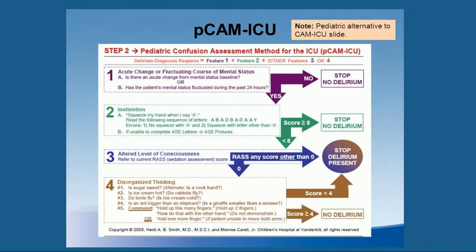PCAM-ICU is for children greater than 5 years old. It is 83% sensitive and has a specificity of 99%. This test requires a presence of inattention. It evaluates 4 features of DSM delirium diagnosis. Feature 1 and feature 2 are needed, plus either feature 3 or feature 4 to indicate delirium diagnosis. There is an assessment of inattention, for example squeeze hand when you hear the letter A. There is also an assessment of disorganized thinking, for example a question might be asked like, is sugar sweet?